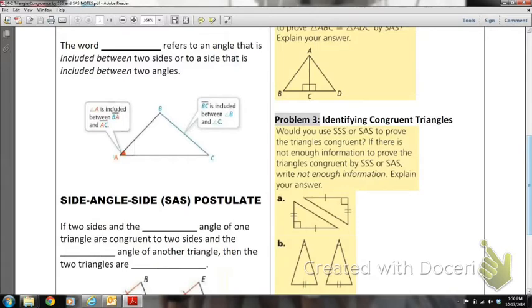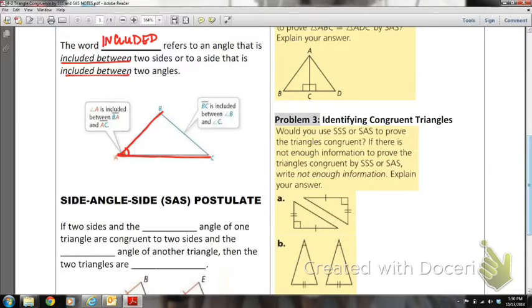Before going to the next postulate, we need to understand what the word included means. The word included refers to an angle that is included between 2 sides, or it could refer to a side that is included between 2 angles. So here on this diagram, we have angle A. Angle A is included between side BA and side AC. Those are the 2 sides that actually form the angle. So the angle is included between them.